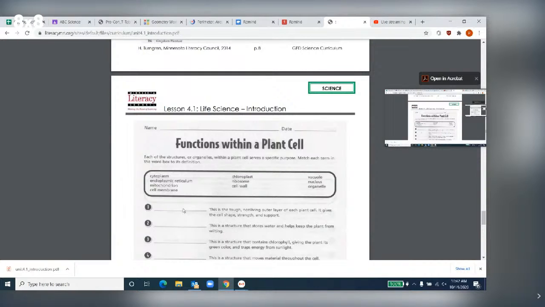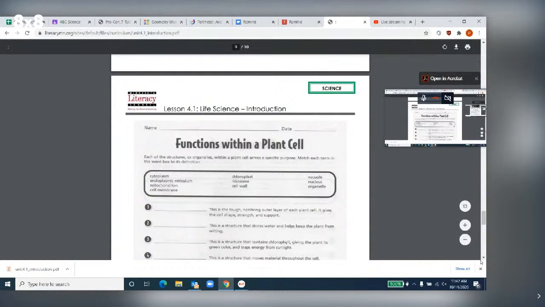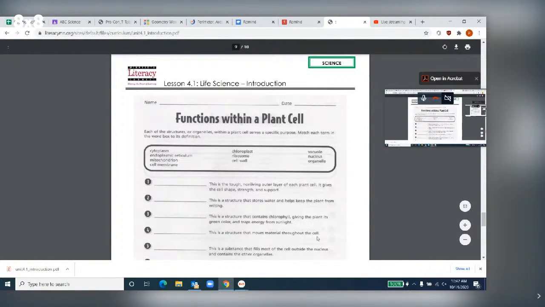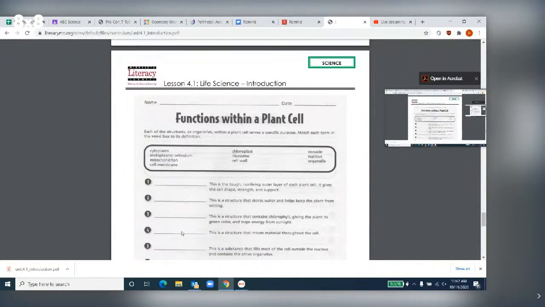So far, one, cell wall. Two is a vacuole that stores water. Three, this is a structure that contains chlorophyll and gives the plants a green color and traps energy. That's chloroplast. Four, this is a structure that moves material throughout the cell. So four would be the endoplasmic reticulum right here. Five, this is a substance that fills most of the cell outside the nucleus and contains other organelles. That's the cytoplasm.